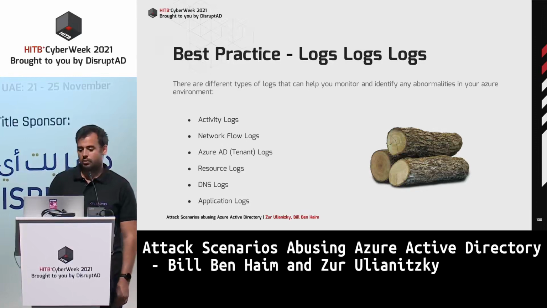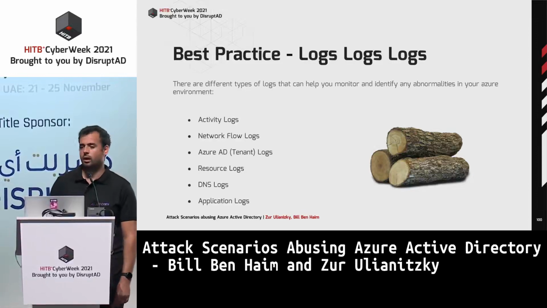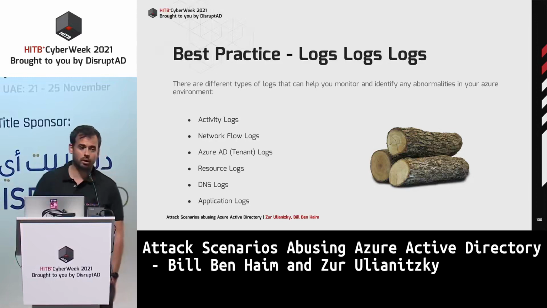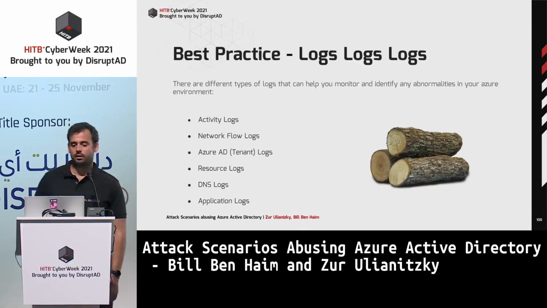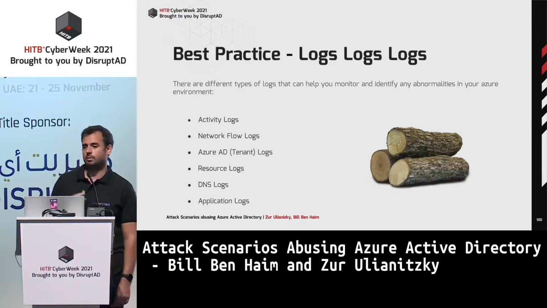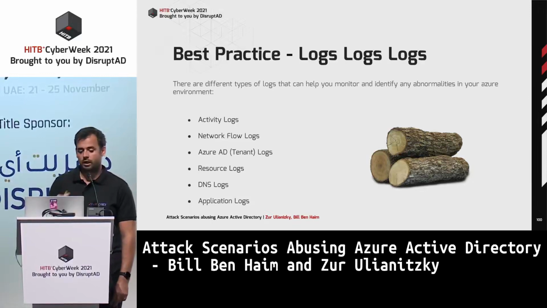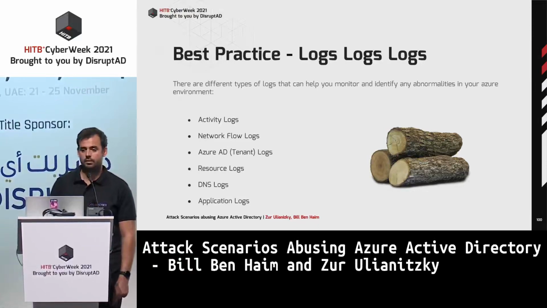So, in this case, we can gather a couple of logs. The first log will be the activity logs. The activity logs refer to any subscription-level events, for example, if a machine was restarted or modified. In addition, we can use the Azure AD tenant logs that can give us information about specific sign-in attempts, whether it's a user, an identity, or a service principal. In addition, we have the network, resource, DNS, and application logs that can help us to better detect these kinds of attacks.